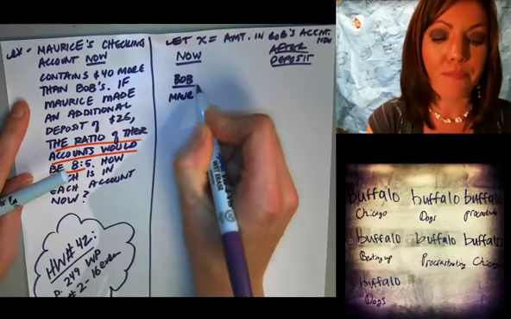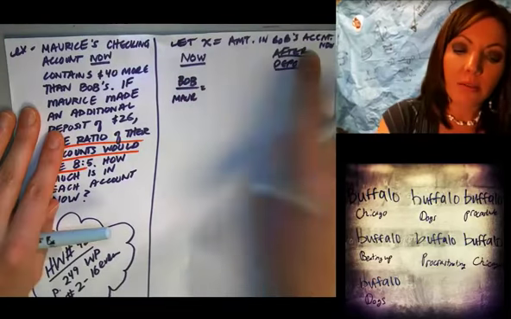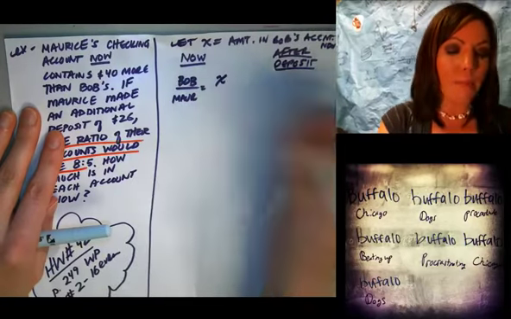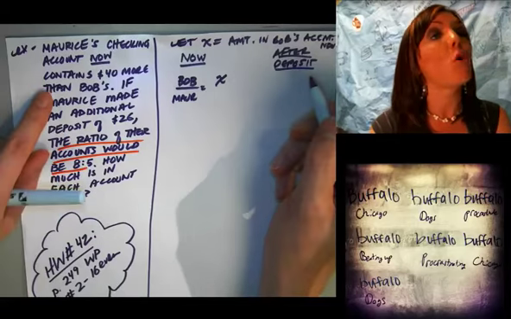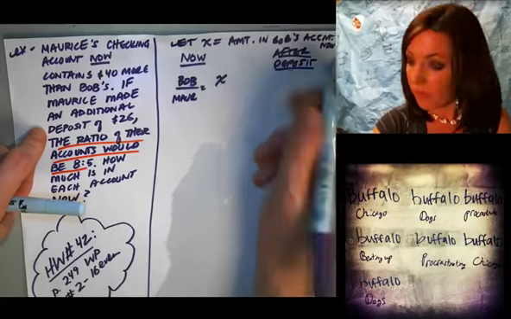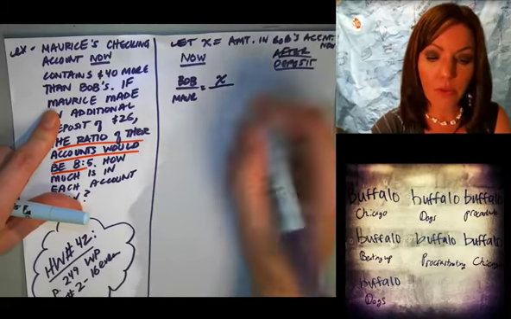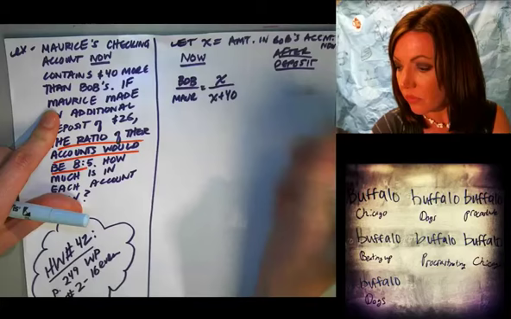Okay. So we just said that Bob's got X amount in his account. It says here that Maurice has how much relative to Bob? 40 more. How would I express that in terms of X? X plus 40. Cool. Everybody give it up for Michael.